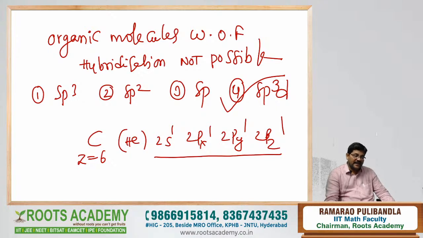So in the alkanes, sp3 is possible. In the alkenes, sp2 is possible. In the alkynes, sp is possible. But in organic molecules, sp3d is not possible because of the absence of the d orbital.